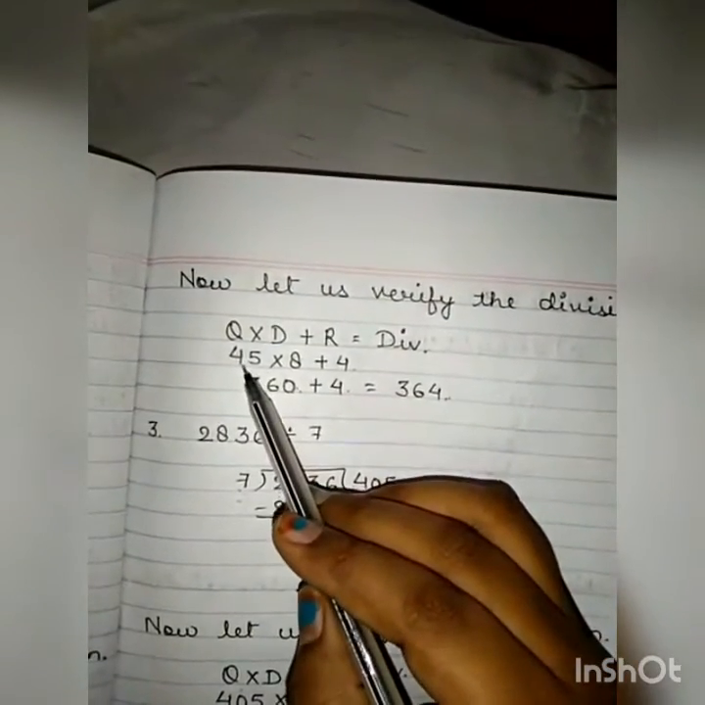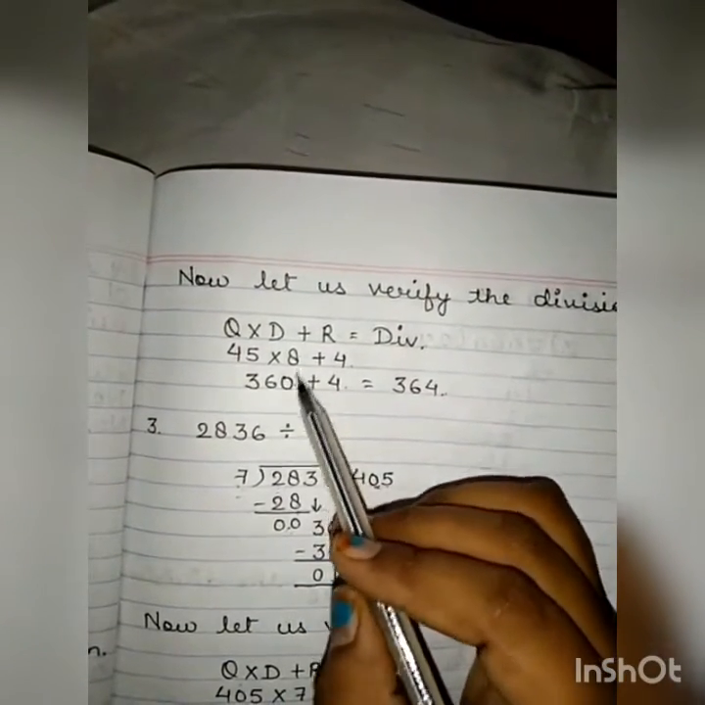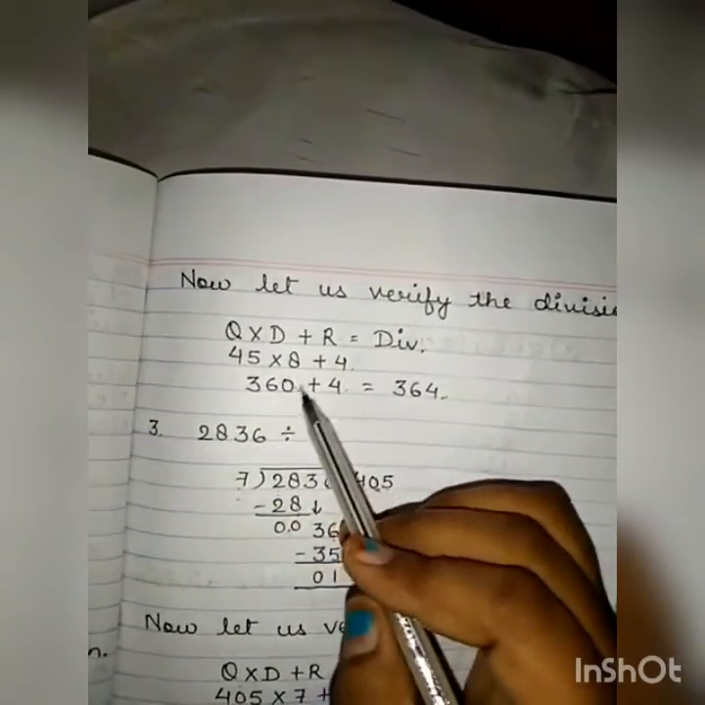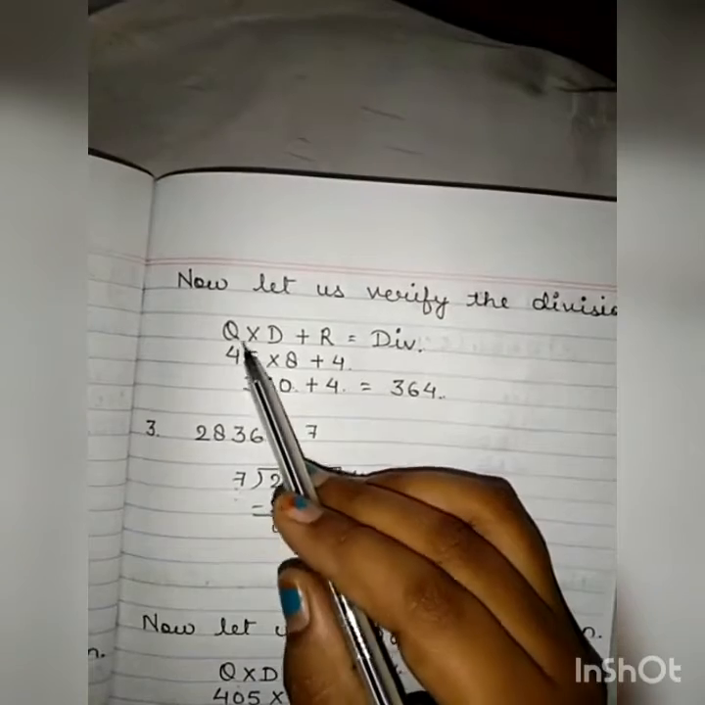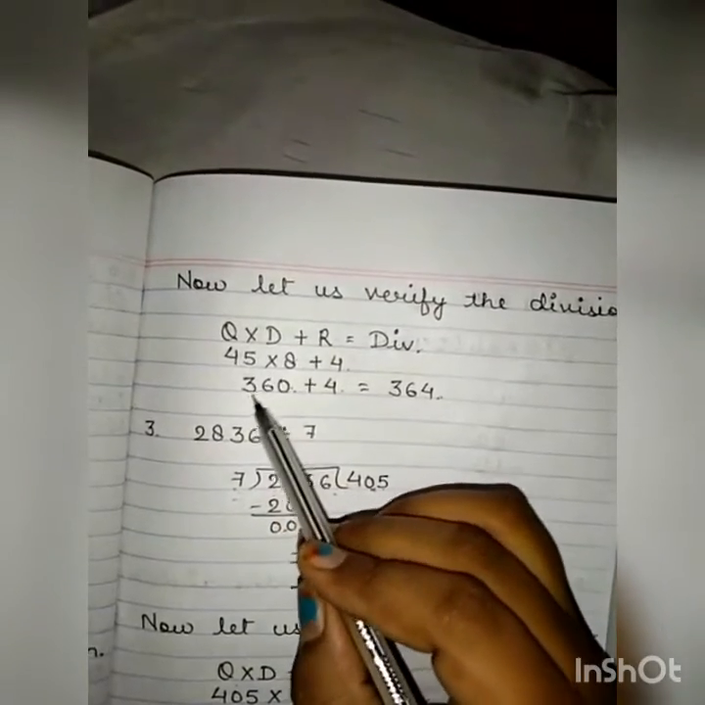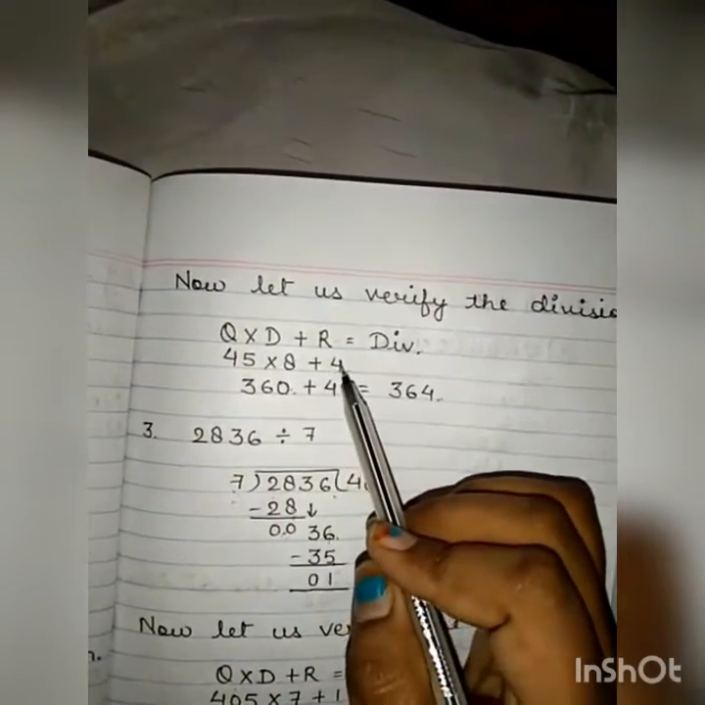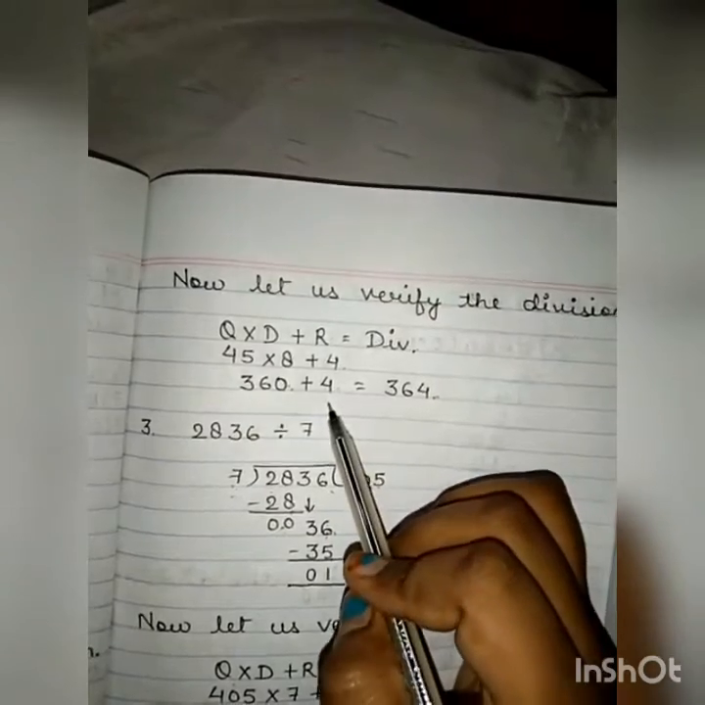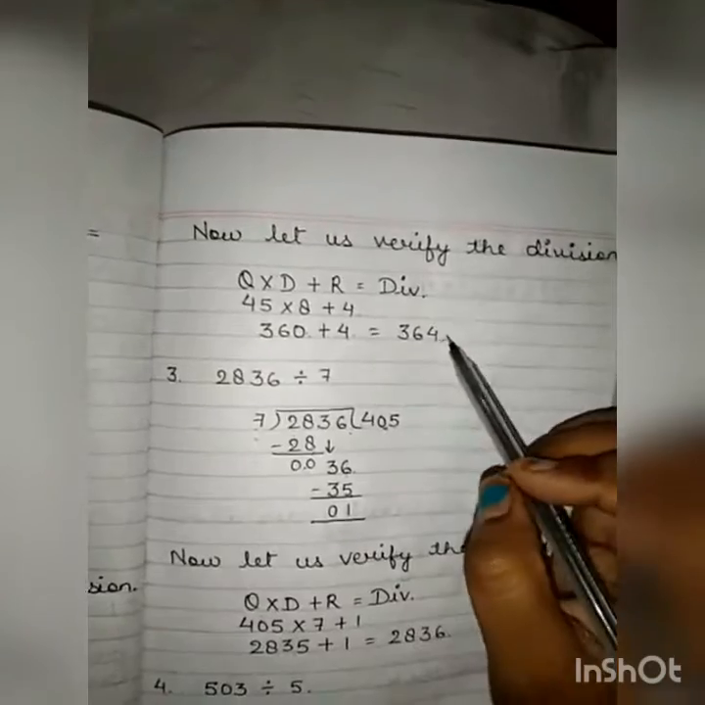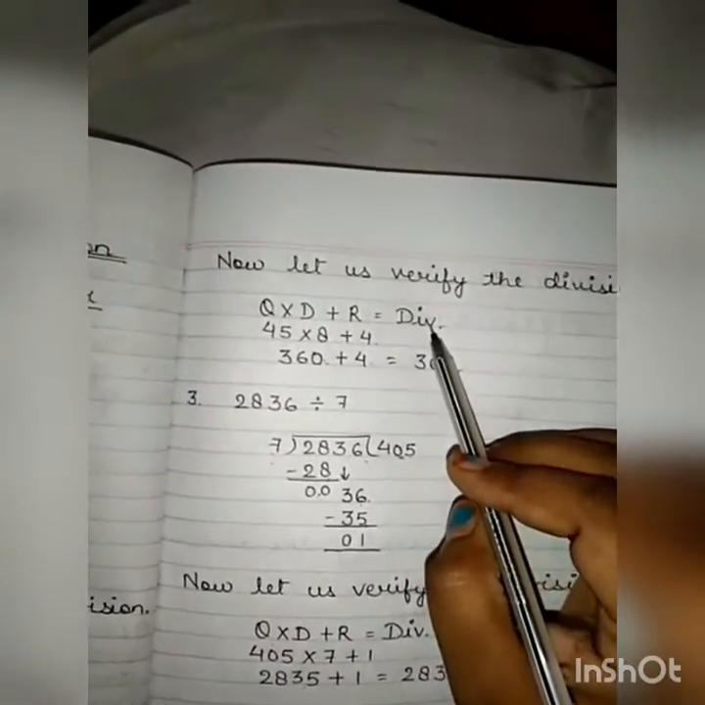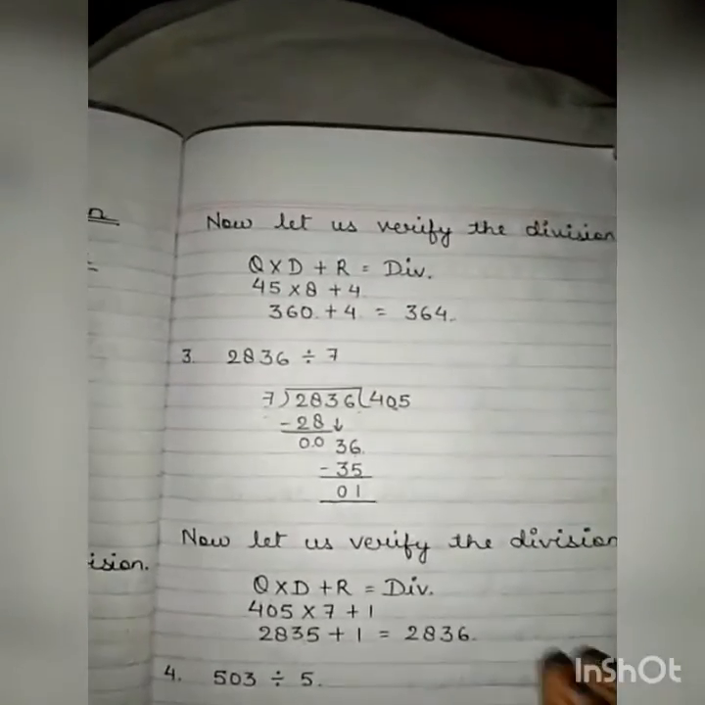Now we will multiply 45 by 8 first. So what will come? 8 5s are 40, 0 we will write here, 4 will be carry. 8 4s are 32, 32 plus 4 is 36. So 360, and in 360 we will add 4. Now it will come 364, and this 364 is the dividend given in the question. Now question number 3.